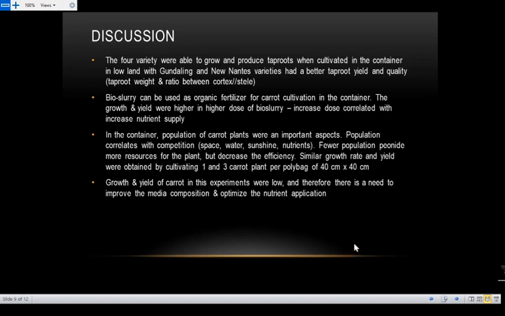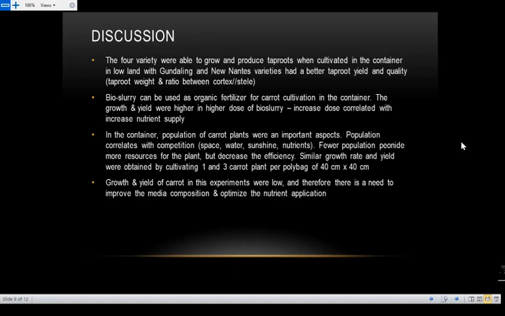The discussion: the 4 varieties were able to grow and produce taproot when cultivated in the container in lowland, with Gundaling and New Nantes varieties having better taproot yield and quality, as can be seen by taproot weight and ratio between cortex and stele. Bioslurry can be used as organic fertilizer for carrot cultivation in the container. The growth and yield were higher at the higher dose of bioslurry. This is due to the increased dose correlating with the increased nutrient supply for the plant.